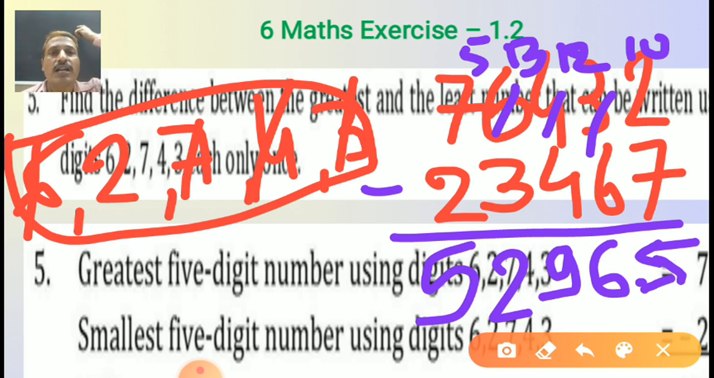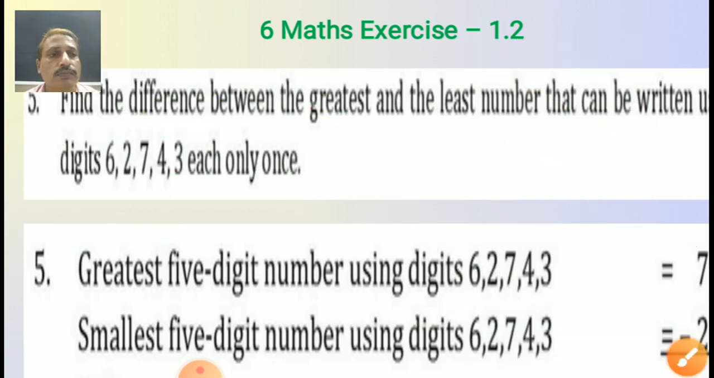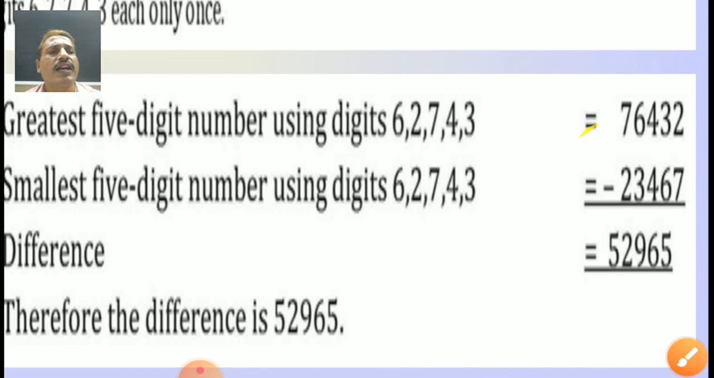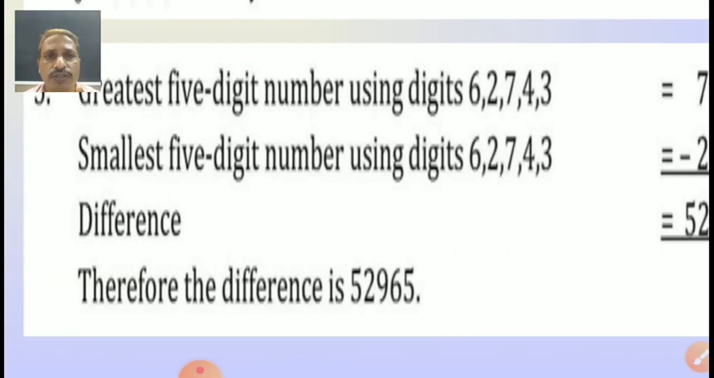Understood? This is our blackboard. Why are we using our blackboard? For doing our sums. And then after rubbing, my whiteboard is here. I am writing with colorful handwriting. Good. Let's see, is 52,965 the answer or not? Yes, my answer is that. Isn't it? Good. So this is the difference. Understood this question? Shall we move to the next question?